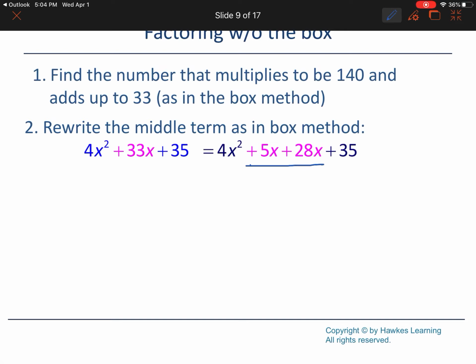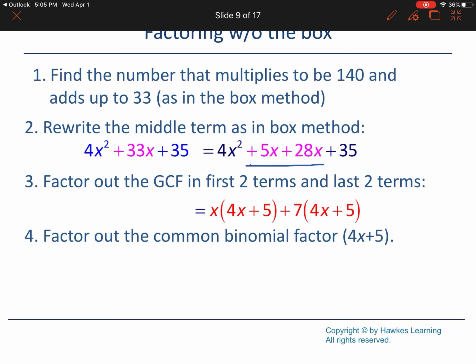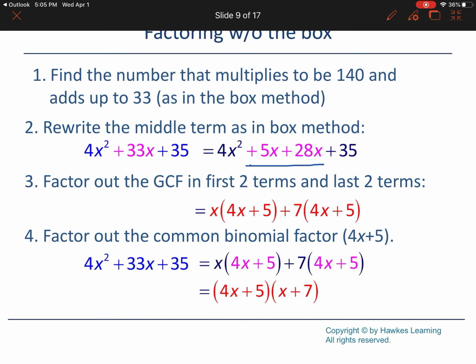Now, we did that in the box, but we just did it in the box to factor, right? And then you're going to factor by grouping, which is you're going to factor the greatest common factor out of the first two and the greatest common factor out of the second two. And then you'll factor out that binomial of 4x plus 5. And then you have it. And you see that we got the same answer.